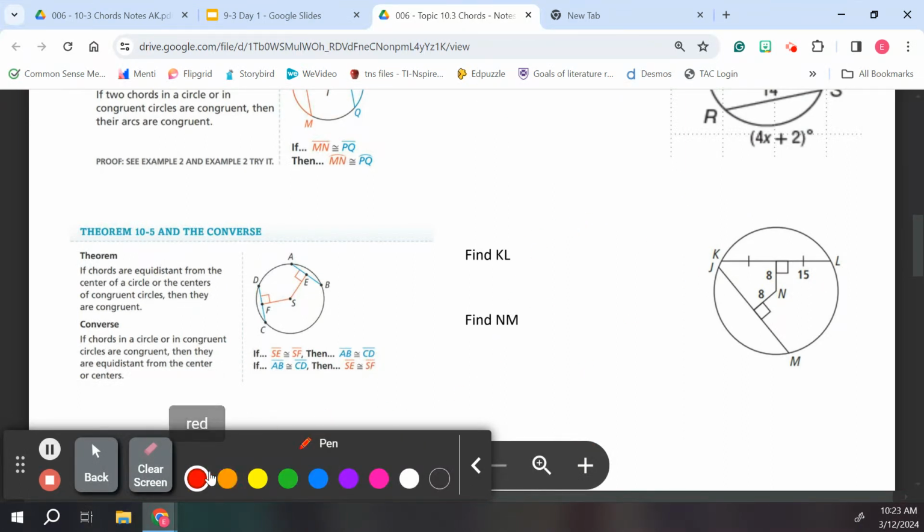Now let's take a look at our example. So we have find KL and find NM. So here's what we have. We know that these are equidistant, which means JM and KL should be congruent to one another. So if we're going to find KL, K to L, if these two are congruent, KL is going to be 15 plus 15, which gives us a total of 30. So we know KL is equal to 30. Because this is 15, we have another tick mark here, which means this is acting as kind of like a bisector.